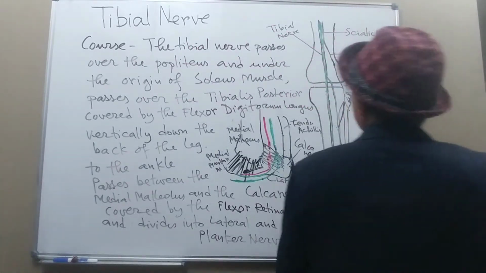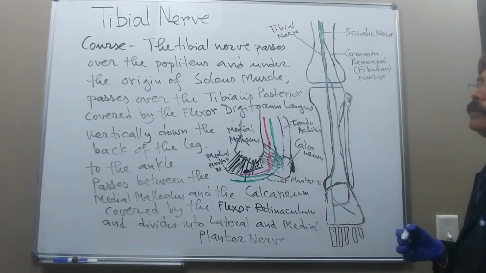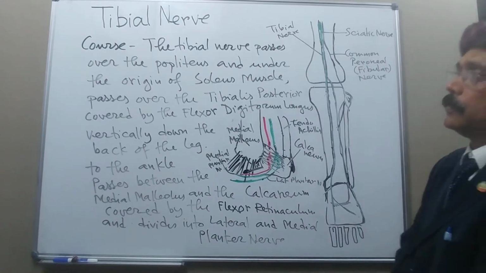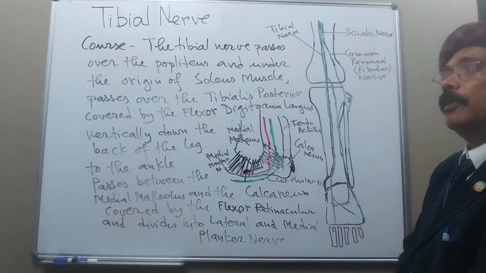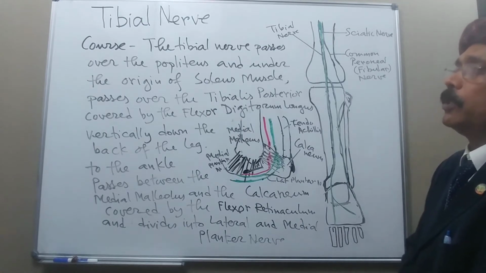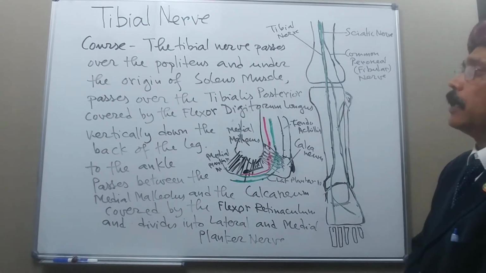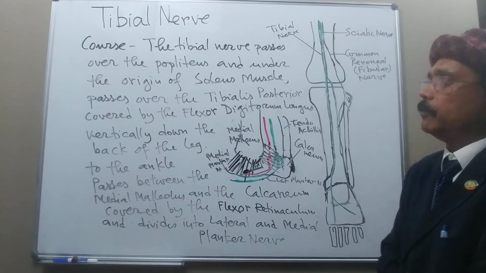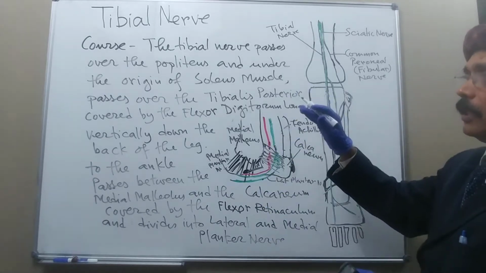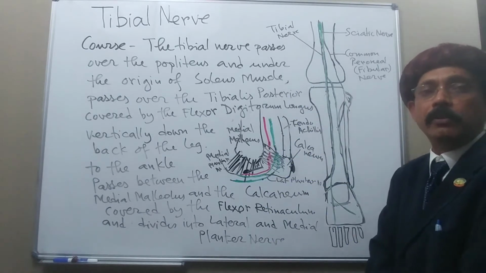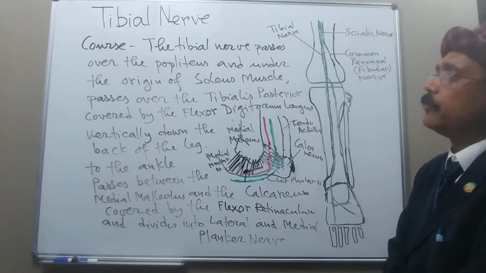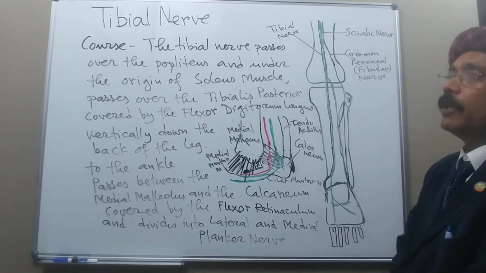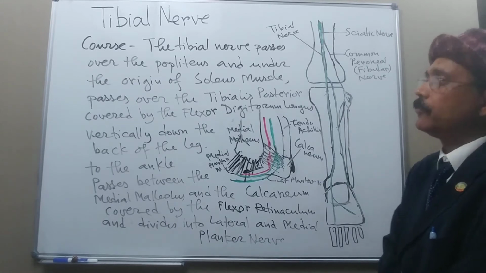The course of the tibial nerve: it passes over the popliteus muscle, which forms the floor of the popliteal fossa, and under the origin of soleus. Soleus has its origin from the tibia and fibula, so there is an arch there. Under the arch we have a neurovascular bundle. That bundle contains the tibial nerve and posterior tibial vessels.